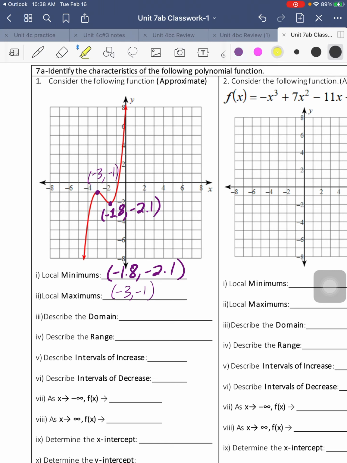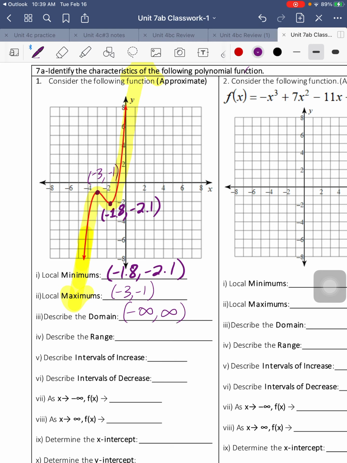Domain. Domain is how far left does the graph go to how far right. So I look at the left end of the graph, and it looks like it's going left forever. And as I follow the graph, it's going to go to the right, still going to the right. It's never going to stop going to the right. So that'll be negative infinity to the left, to positive infinity to the right.